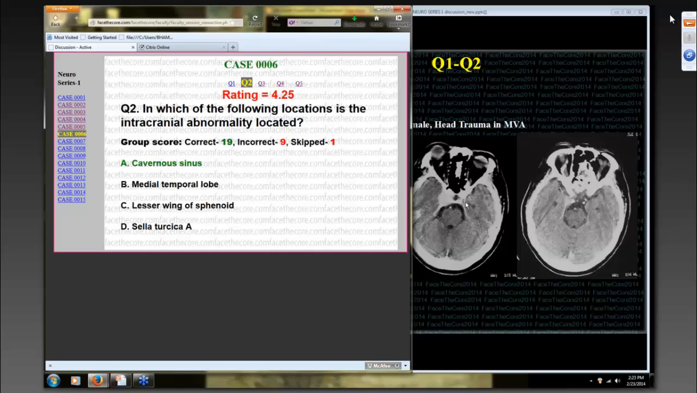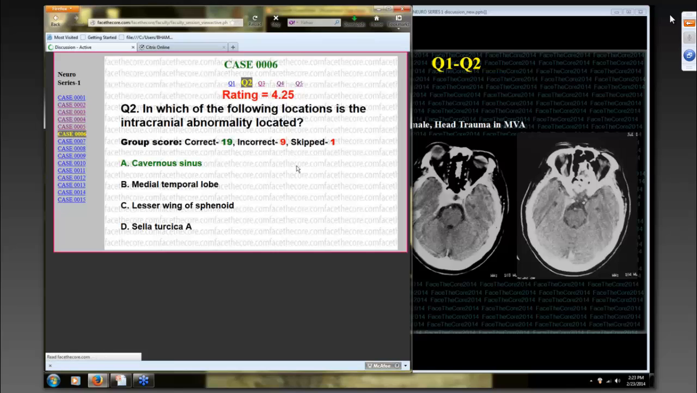And the abnormality is that the left wall, as you see, is more straight or more convex medially, compared to a convexity laterally on the right side. That is the abnormality. So the right cavernous sinus is abnormal in this case.